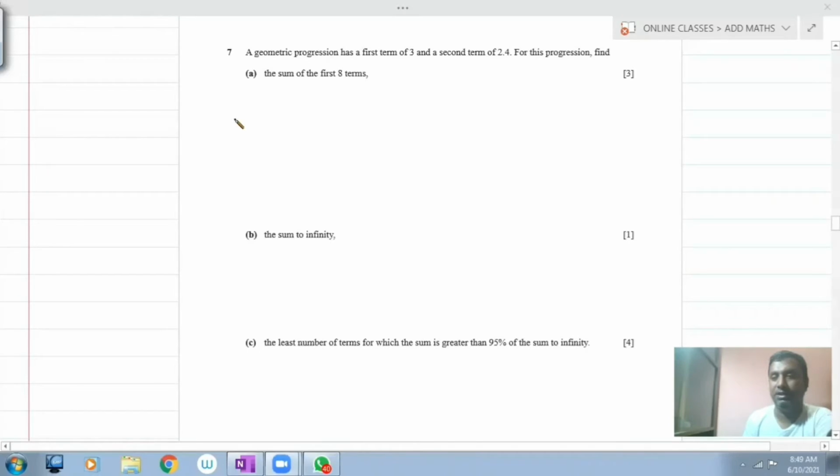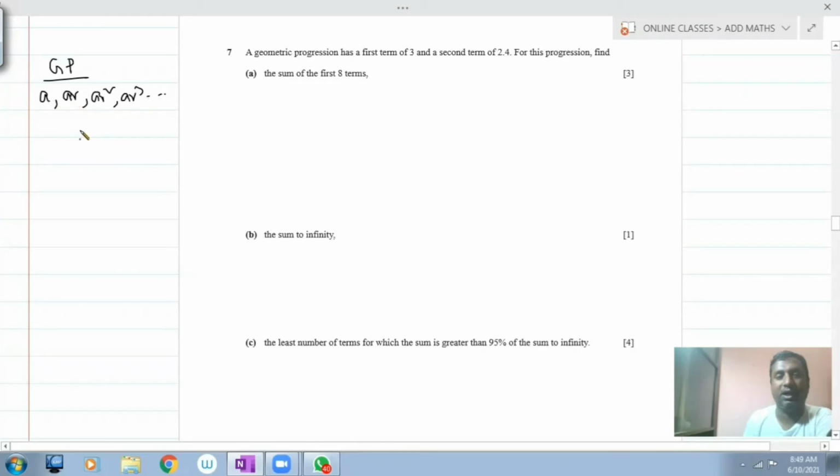This is from AP GP. We should have some knowledge regarding this. It is GP. For a GP, the common ratio is always the same.